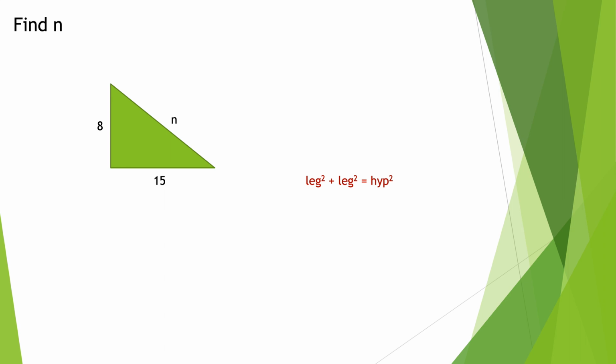So the first leg is 8. Remember, the legs make up the right angle. First leg is 8. Second leg is 15. The hypotenuse is directly across from the right angle, so that is n. So 8 squared plus 15 squared is n squared. 8 squared is 64. 15 squared is 225 equals n squared. Add them up. They're on the same side there. That would give me 289. Square root of 289 is 17.